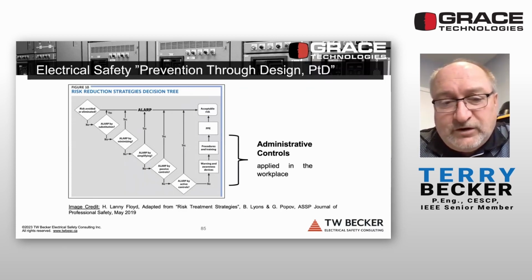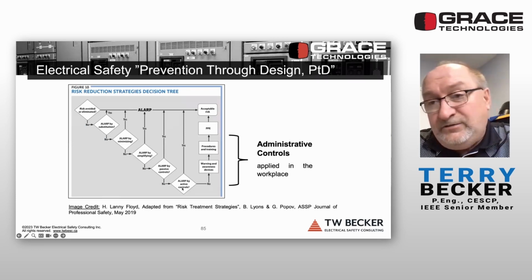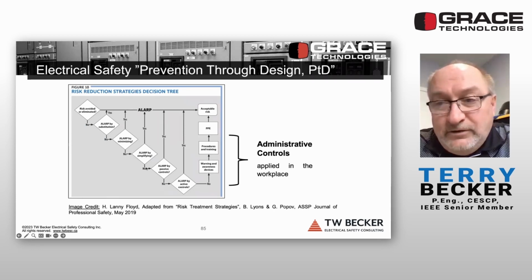Again, he wrote this article, and as far as the hierarchy of risk controls, he quoted this graph from two other gentlemen, B. Lyons and G. Popov, with respect to breaking down substitution and engineering safety by design into substitution, minimizing, simplifying, passive controls and active controls. So I like breaking down engineering safety by design, or prevention through design, into different classifications.